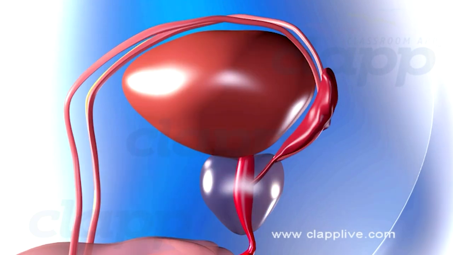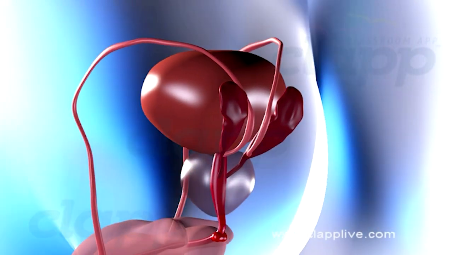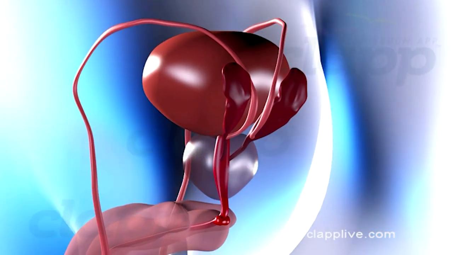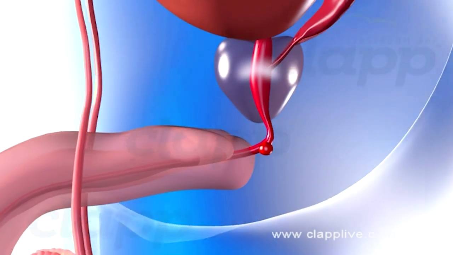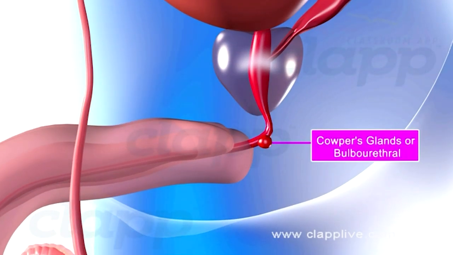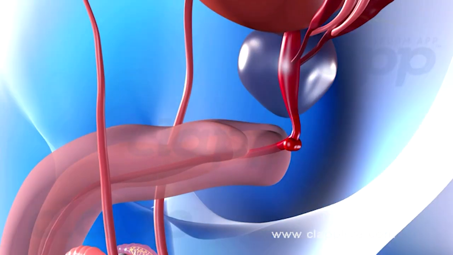Cowper's glands or bulbourethral glands are pea-sized glands lying at the base of the penis and open directly to the urethra. Its alkaline secretion acts as a lubricant for the penis and also neutralizes the acidity of any urine traces left in the urethra. This secretion is produced during sexual excitation.